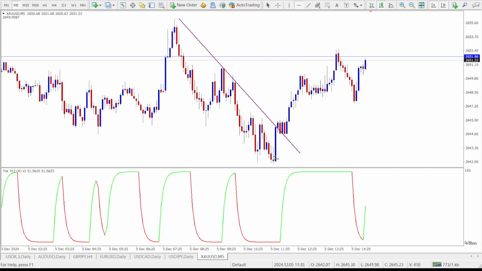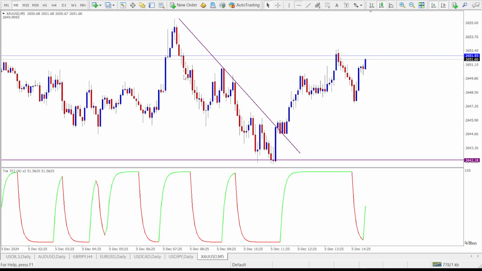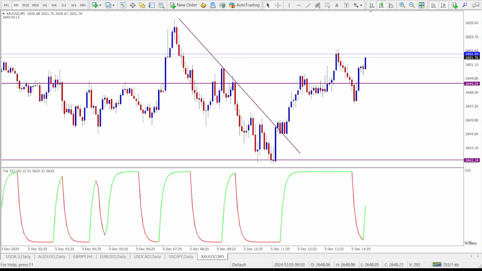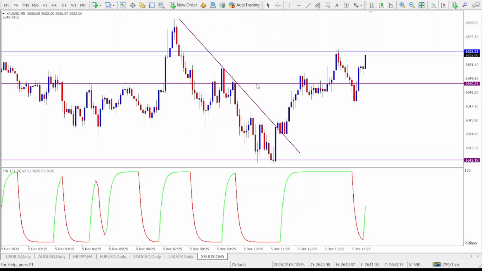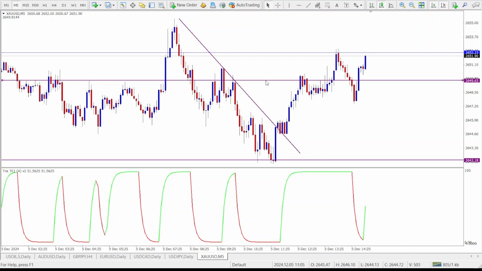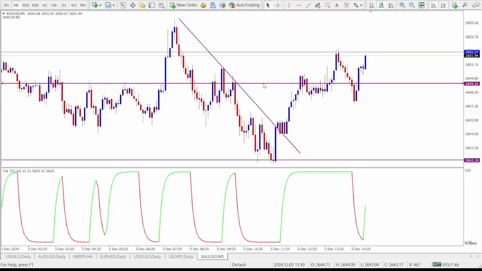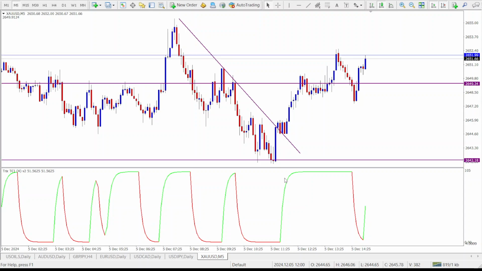Also use horizontal support and resistance levels. These levels are going to give you a heads up as to potential reversal points ahead of time. There are different scenarios whereby your indicator might not give you a signal early, but these levels will give you signals of a reversal on time. Now, that's by the way.